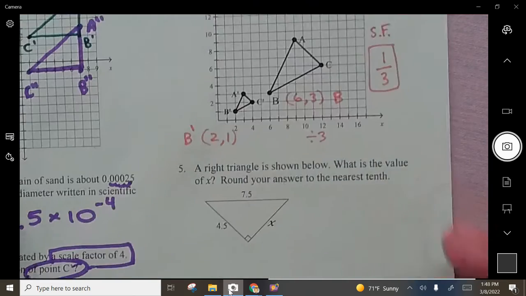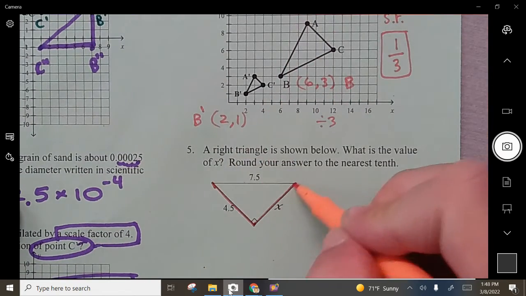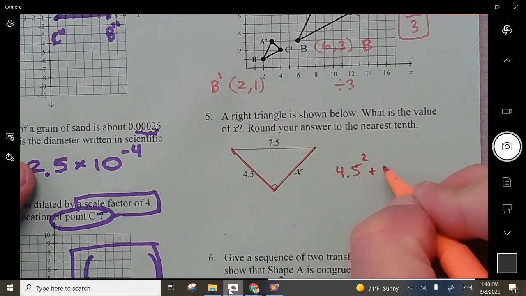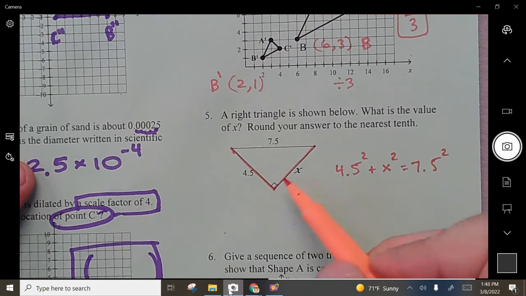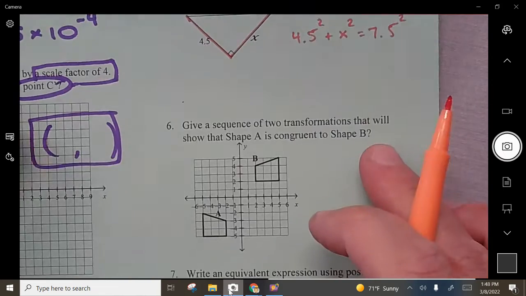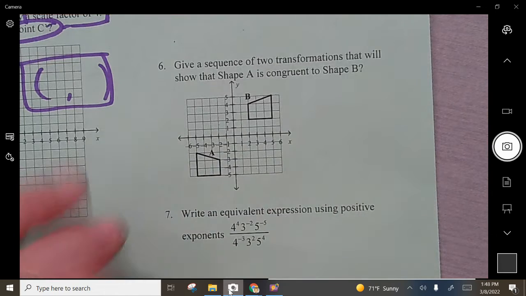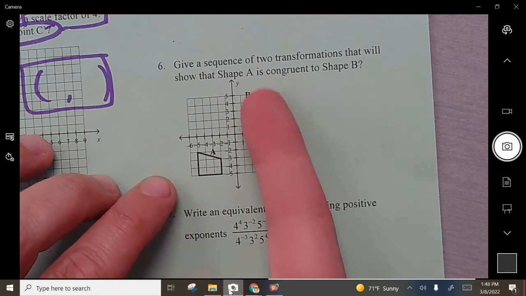All right, you guys know how to set up number 5. There's your L. All right, I'd like to see the equation for me. I would actually like to see the work here. Make sure you set this up properly. The L, leg squared plus leg squared. All right. Number 6, can you give the sequence of 2 transformations from A to B? Hopefully you see something like maybe a flip and then maybe a rise up.